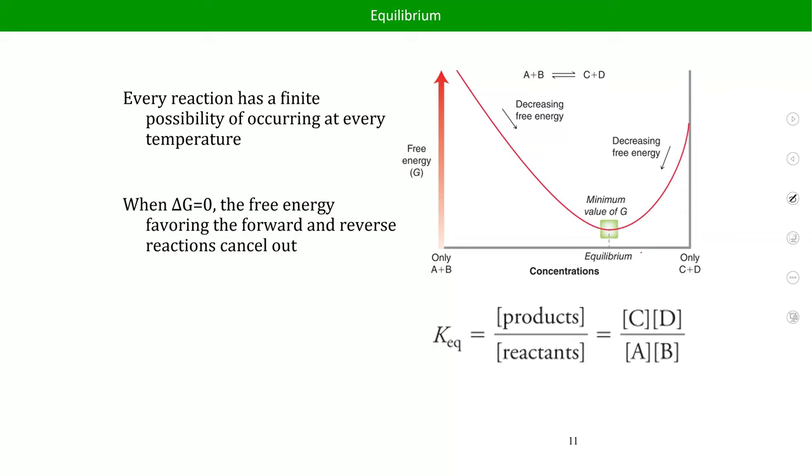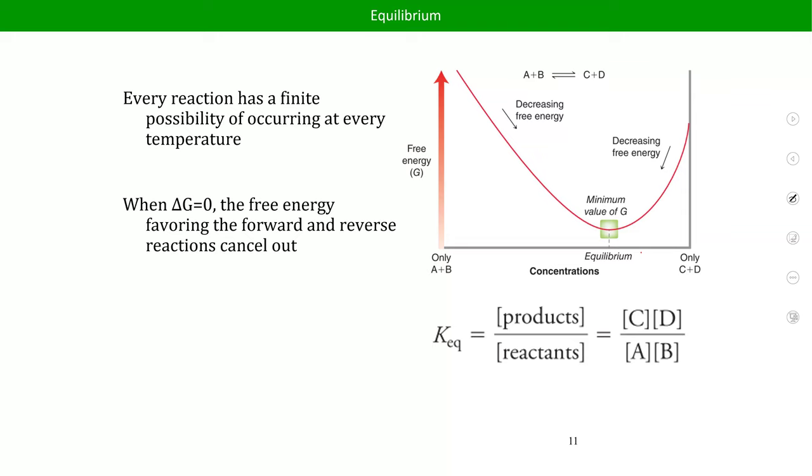And vice versa, if delta G is negative, and you start with everything at even concentrations, it's going to shift to make more product, right? So this isn't a separate way of viewing things compared to equilibrium. It's still equilibrium. We've just been talking about products and reactants at standard concentrations and where everything's equal.